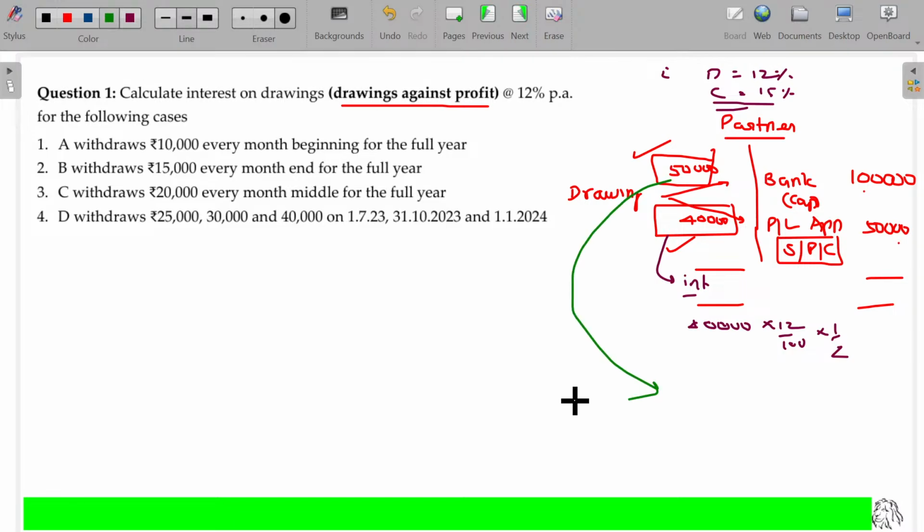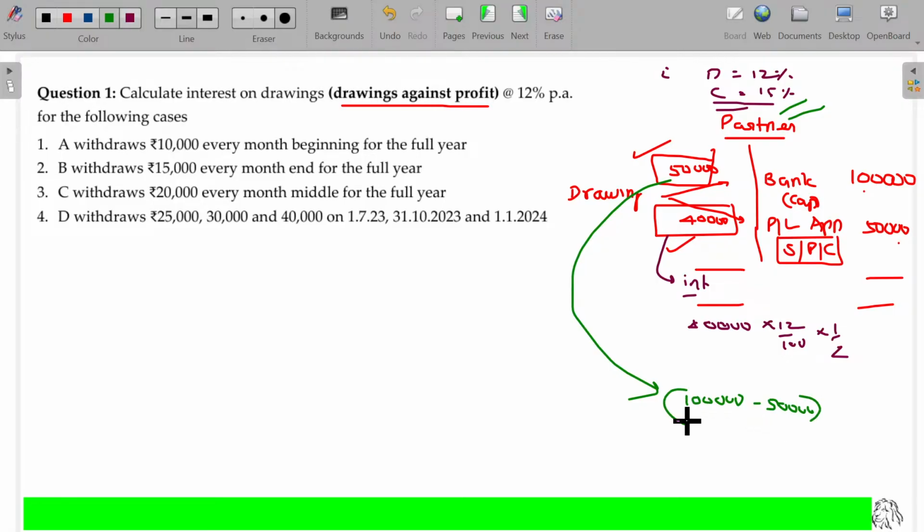If the drawings happen from capital contribution. In this case, 1 lakh is the investment made, and for this, 15% interest is payable by the firm to the partner. Using that 1 lakh investment, he himself withdraws 50,000.